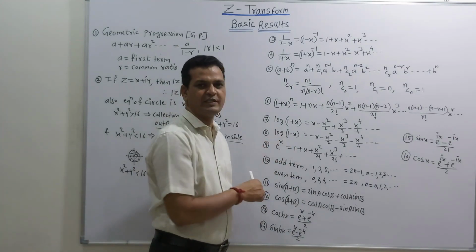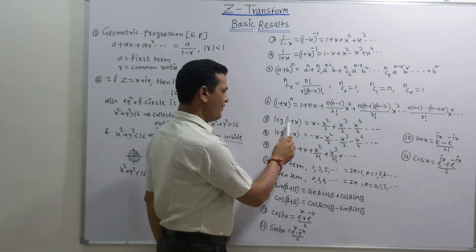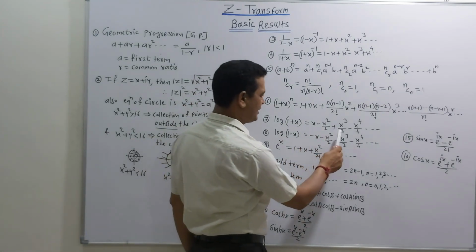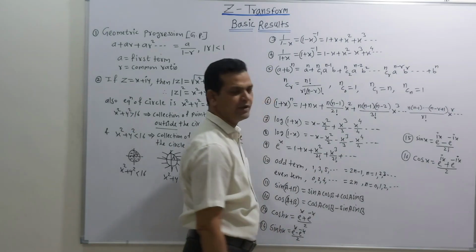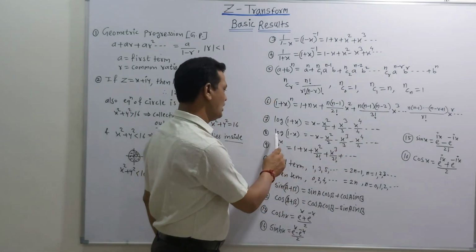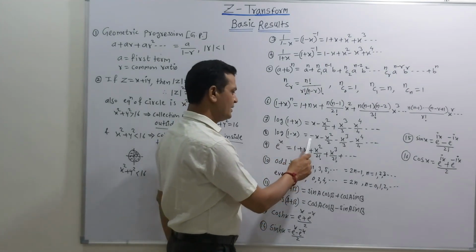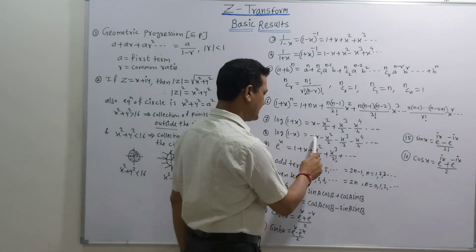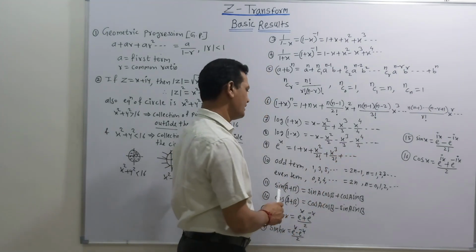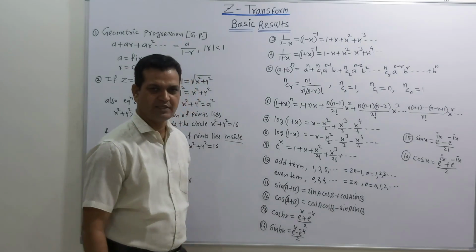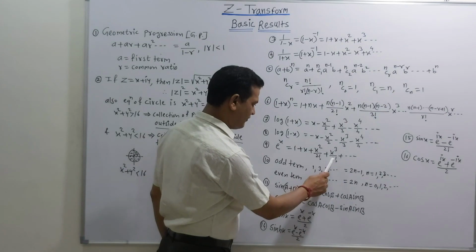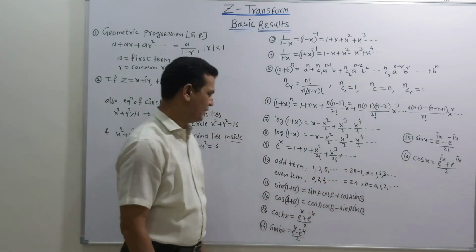Then this is the result related to the log: log of (1 plus x) is equal to x minus x square by 2 plus x cube by 3 minus x raised to 4 by 4 and so on. The alternating signs are plus, minus. Whereas log of (1 minus x) is equal to minus everywhere: minus x minus x square by 2 minus x cube by 3 minus x raised to 4 by 4 and so on. Then one more result, e raised to x is equal to 1 plus x plus x square by 2 factorial plus x cube by 3 factorial and so on up to infinity.